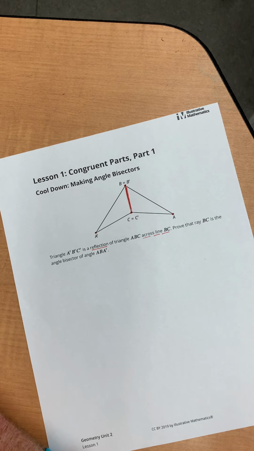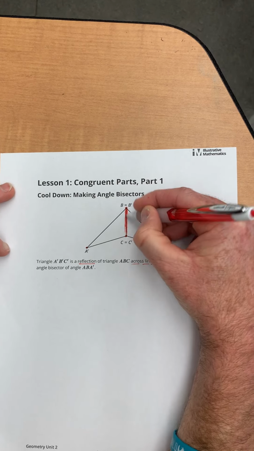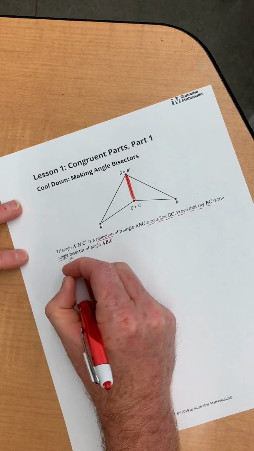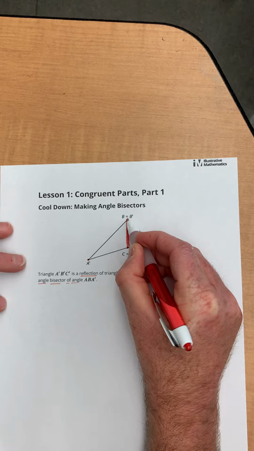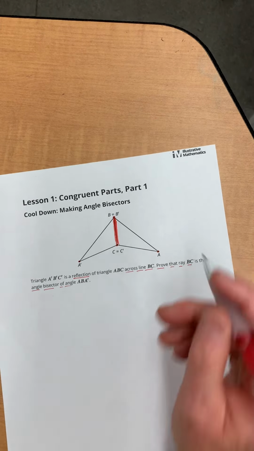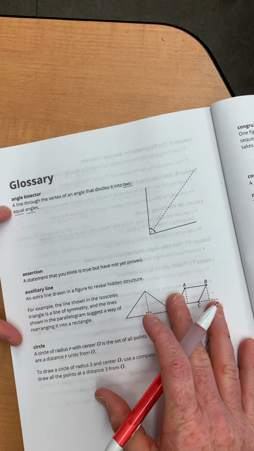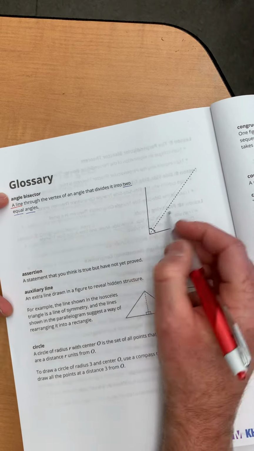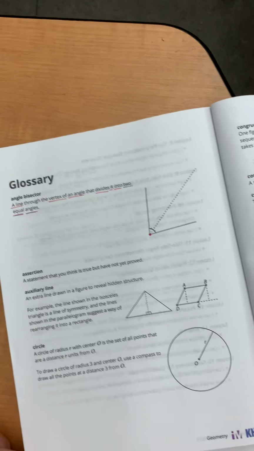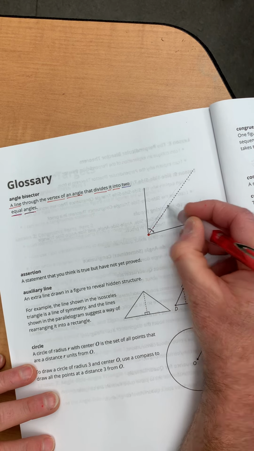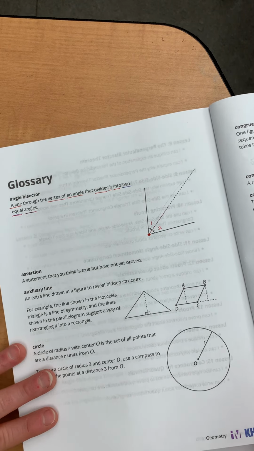corresponding parts are congruent. So you have to prove that ray BC, this one in red, is the angle bisector of angle A, B, A prime. So let's look at what the definition of an angle bisector is. An angle bisector is a line through the vertex of an angle that divides it into two equal angles. So it's this line, this dashed line, through the vertex of an angle that divides it into two, one and two, equal angles. Okay?